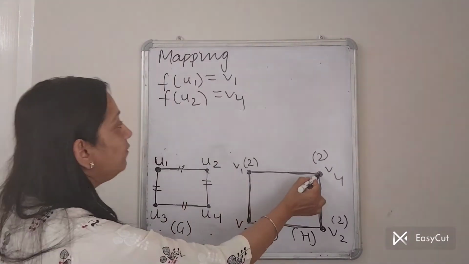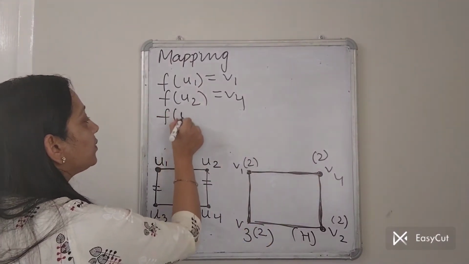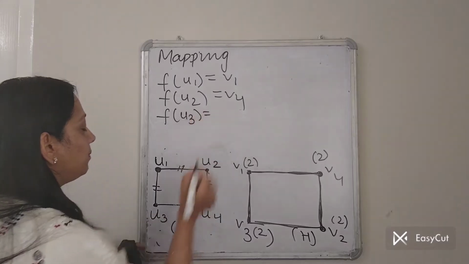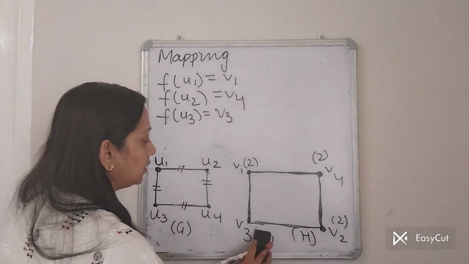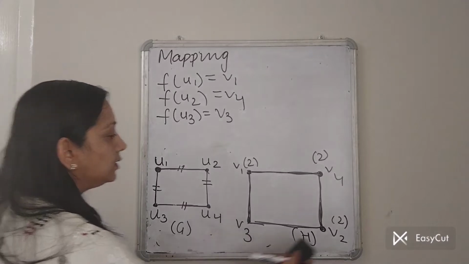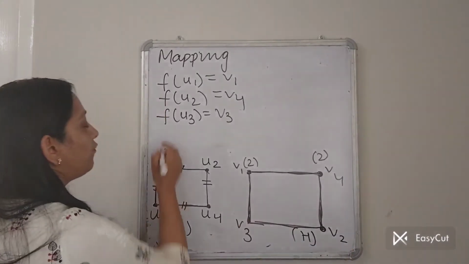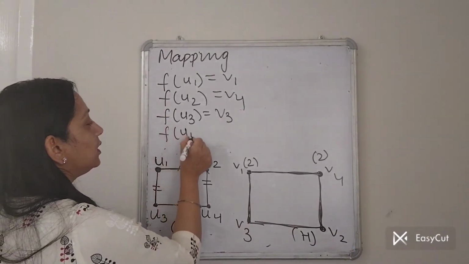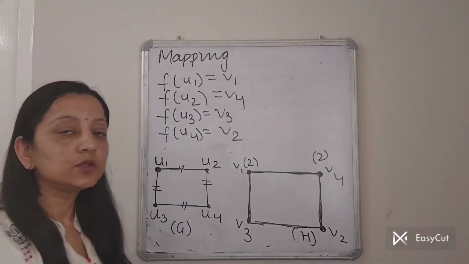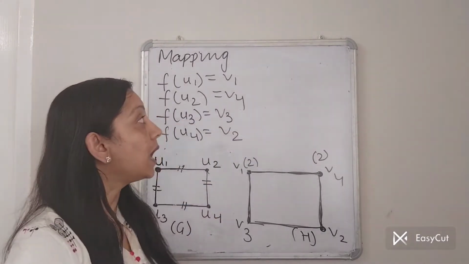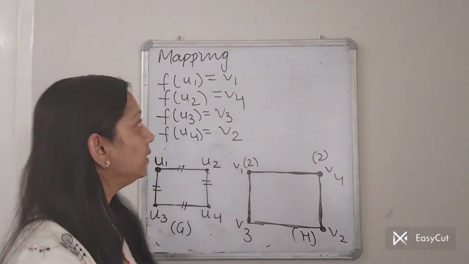So U1, as you can clearly see from the graph itself, can be mapped onto V1, U2 can be mapped onto V4, then U3 can be mapped onto V3, and U4 can be mapped onto V2, right? So this is the mapping that we have done. Now we will validate this mapping, right?